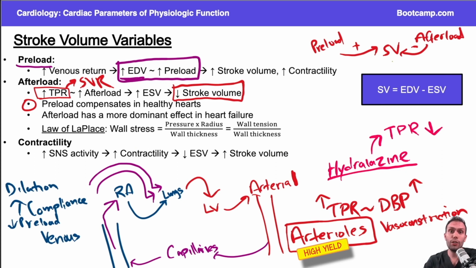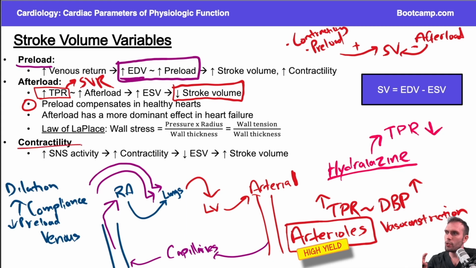If I have a higher contractility, think about it intuitively. I'm going to eject more blood from the heart. And so contractility, much like preload, is going to be proportional to stroke volume. So when contractility and preload go up, the stroke volume will go up. When the afterload goes up, the stroke volume generally will go down. In terms of contractility, what is the classic agent that you would think about? The big one is going to be digoxin.